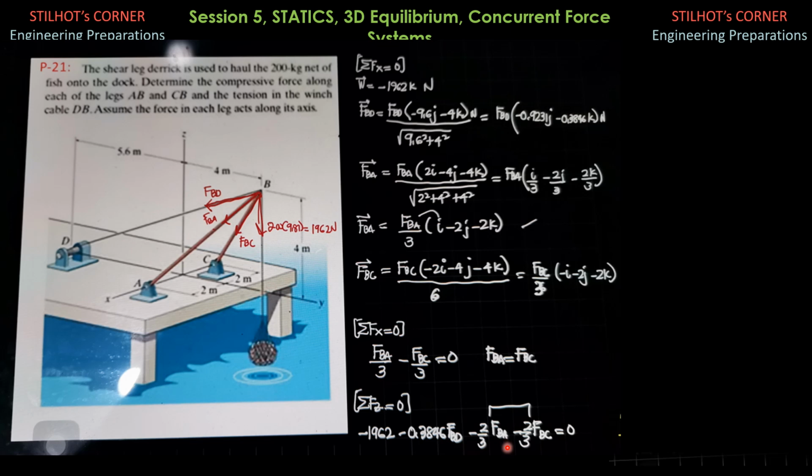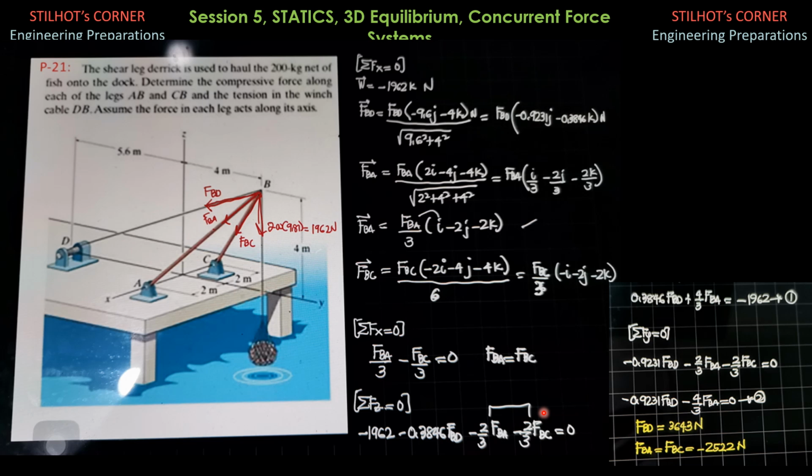And simplifying, so transposing negative 0.3846 FBD and negative 4/3 FBA to the right, they become positive. So 0.3846 FBD plus 4/3 FBA, then this remains negative 1962. Call that equation 1. And the last equation of statics is summation of forces y equals 0.